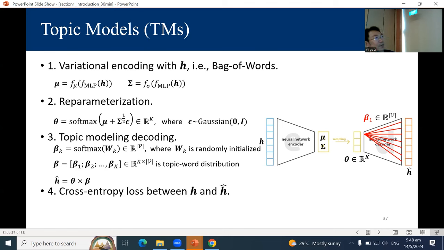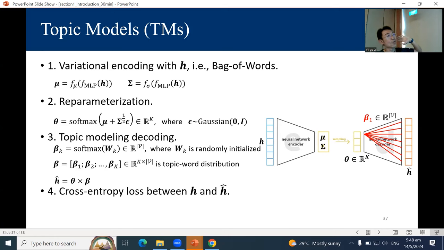Okay, then finally, in terms of training the model, because essentially we are doing autoencoding, we're just going to test whether the eventual decoded one is close to the encoding one. And that can then be used in terms of cross-entropy loss to train the weights that are involved in the encoding and decoding.